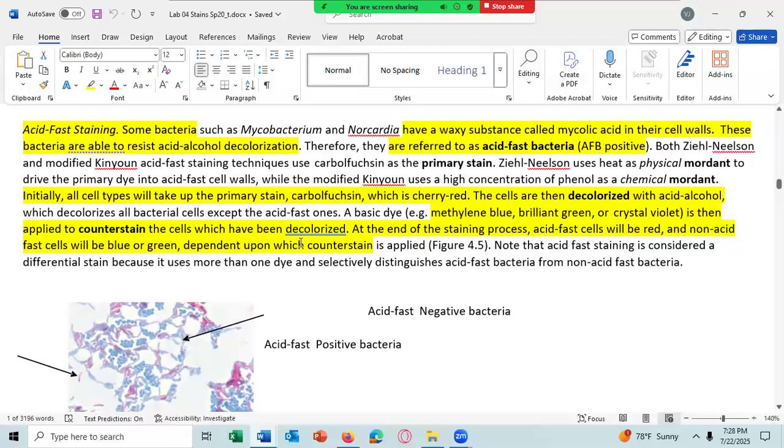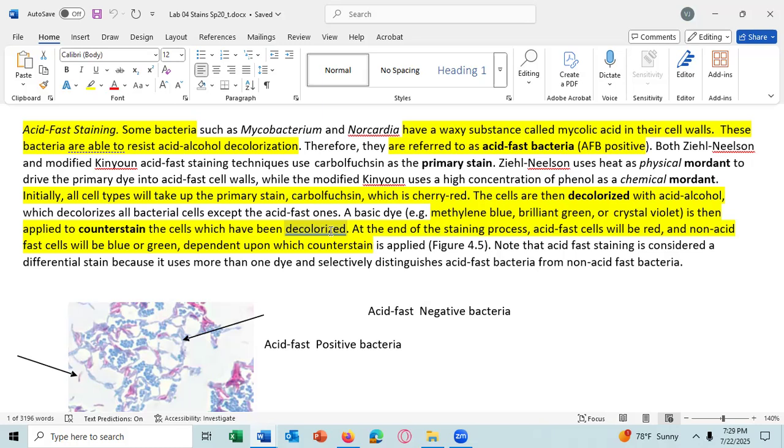Initially, all the acid-fast and non-acid-fast cells take up the primary stain, which is carbol fuchsin. It's a cherry red color. And then the cells are decolorized with acid alcohol, which pulls out the stain from the acid-fast negative cells. It does not pull out the stain from Mycobacteria and the Nocardia, which are acid-fast positive bacteria.